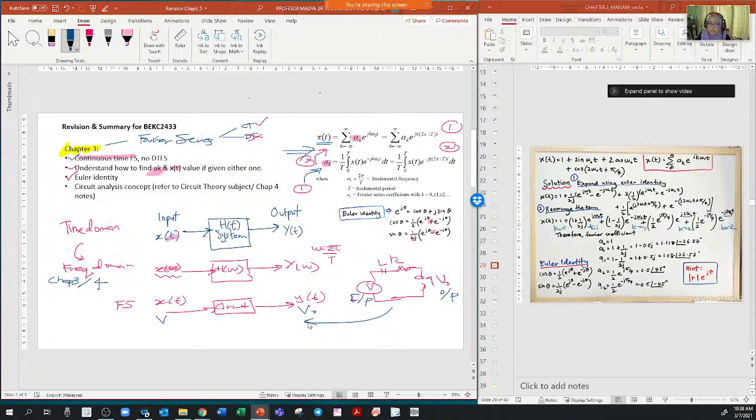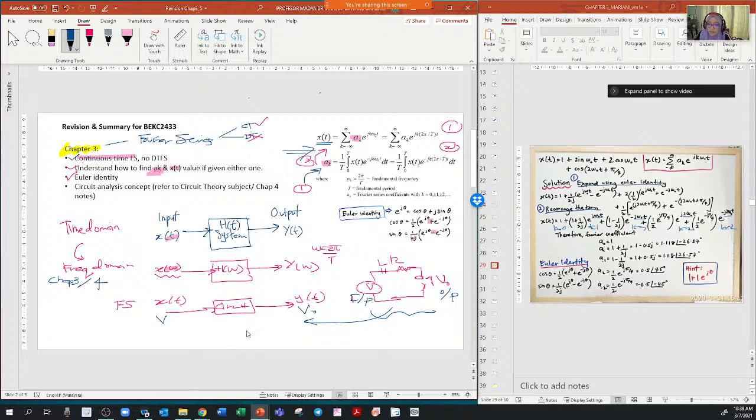Maybe in some question it says, find the response of the system. Response of the system by using Fourier, by using frequency analysis. It doesn't tell you what type of analysis. So is it using Fourier series or Fourier transform?